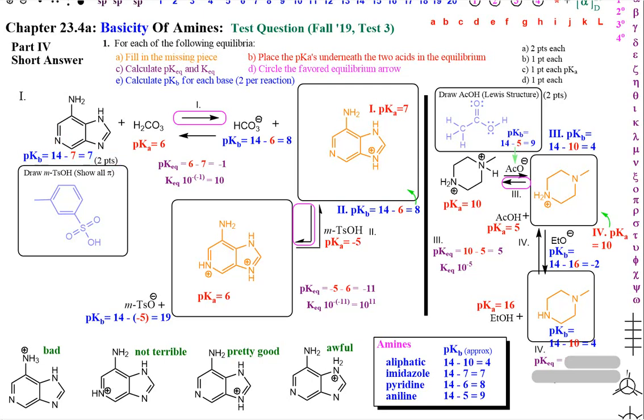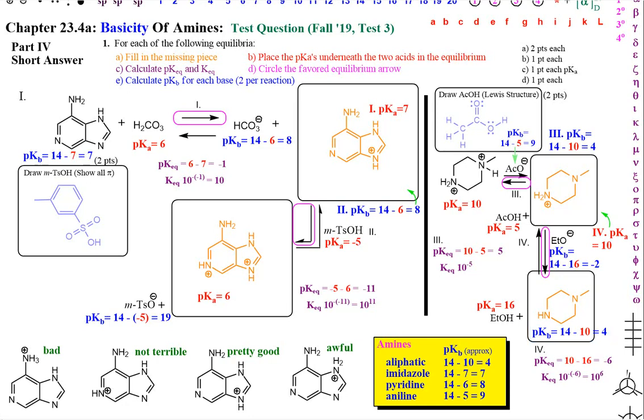The pKeq would be the acid in the beginning, which is 10, minus the 16 at the end. It's negative 6. KEQ is 10 to the negative 6, which means the products are definitely favored in this equilibrium here. And I hope we finished all the parts. I'll verify that and come back. Looks like we got all the parts.